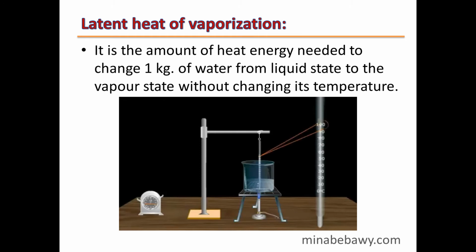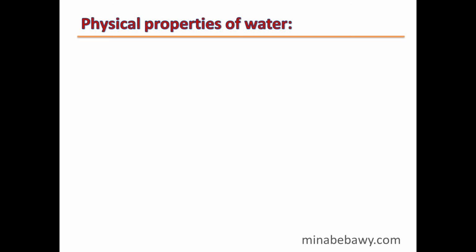What's meant by latent heat of vaporization? It is the amount of heat energy needed to change 1 kilogram of water from liquid state to the vapor state without changing its temperature. As you can see, all these water will change from liquid water into gaseous water at 100 degrees Celsius without changing its temperature.